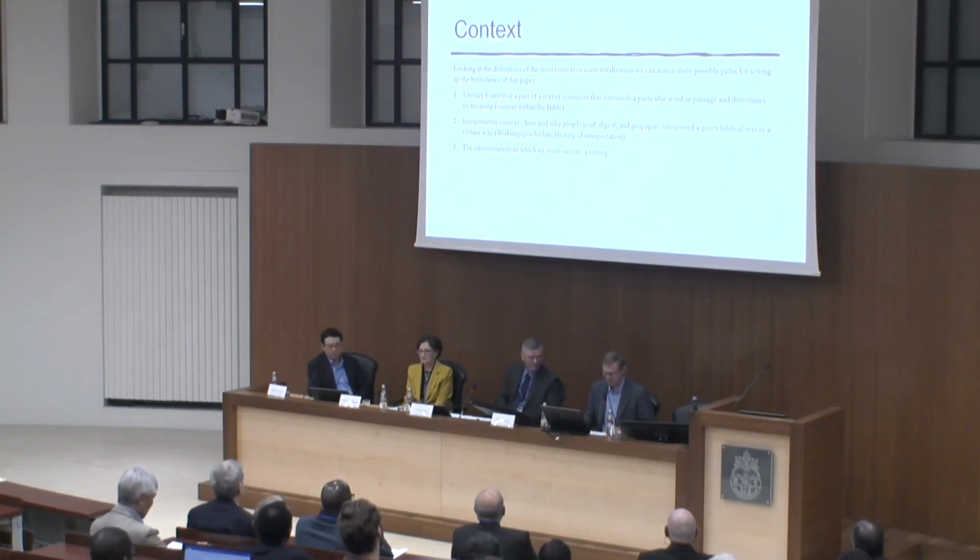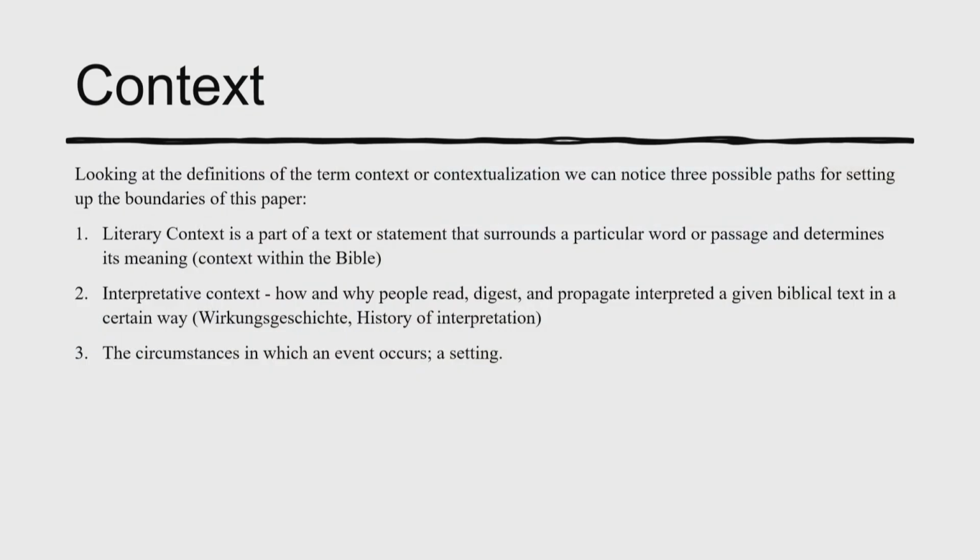Looking at the definition of the term context or contextualization, we can notice three possible paths for setting up the boundaries of this paper. The first one would be literary context, which we can call a canonical approach or synchronic approach. Second, interpretative context, what we can call Wirkungsgeschichte. And the third one would be circumstances in which an event occurs, or a setting.